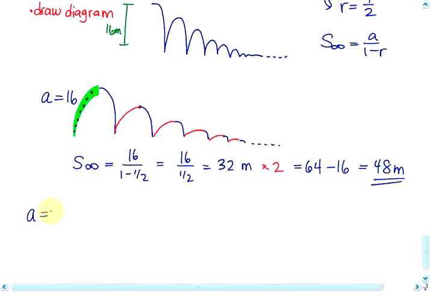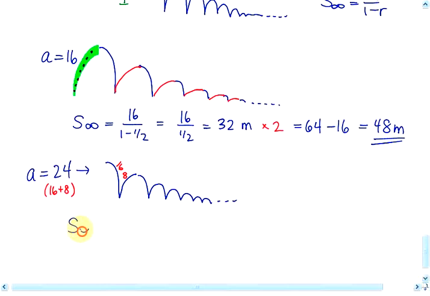Okay, let's look at a equaling 24. The story behind this one is that this is your first bounce and your first upward motion. So this is a total distance of 16, and this is a total of 8 back up. 16 plus 8 is your 24. We know that it rebounds half the distance from 16, so that's where the 8 meters comes from. So that is a, and then this just repeats. The sum of the infinite series is 24 over 1 minus 1/2, 24 over 1/2, and you can see that works out to be 48 meters also.